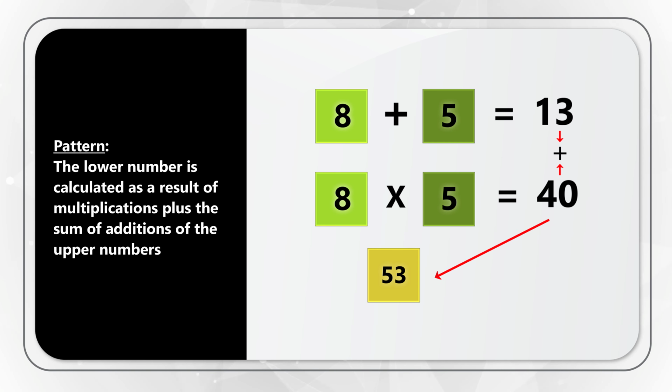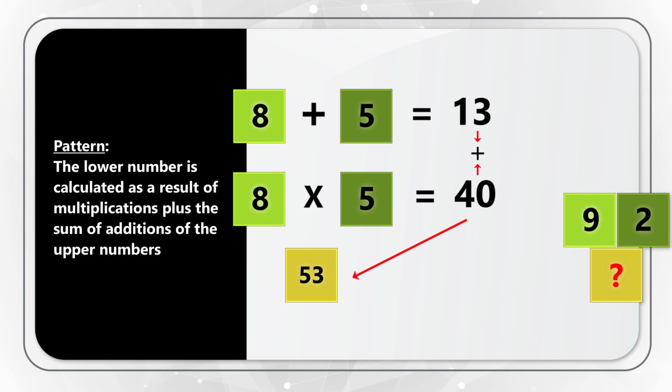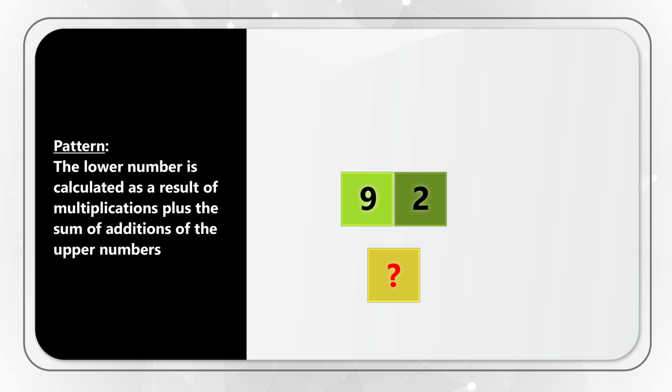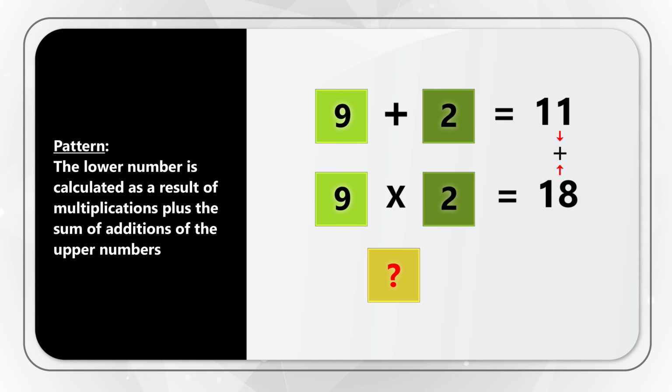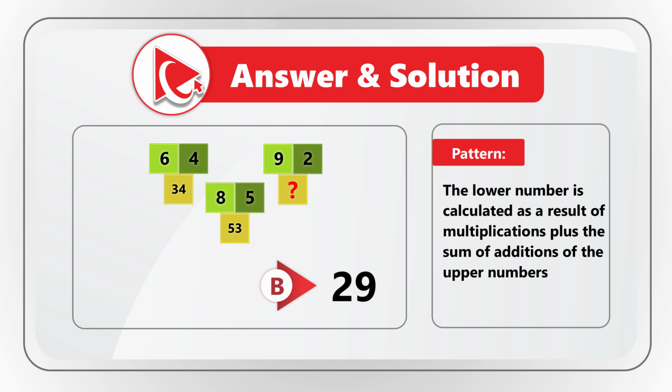This allows us to do the calculations on the final set and find the missing number. 9 multiplied by 2 plus the sum of 9 and 2 equals 18 plus 11 and equals 29. So the correct answer here is choice B, 29. Did you figure it out? Please make sure to post your answer and solution if you have a different one in comments.